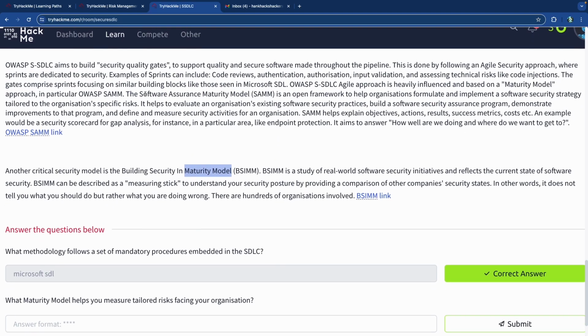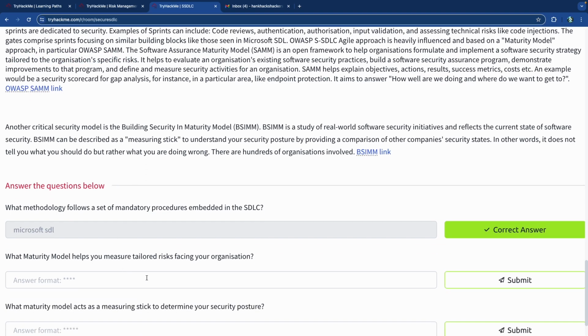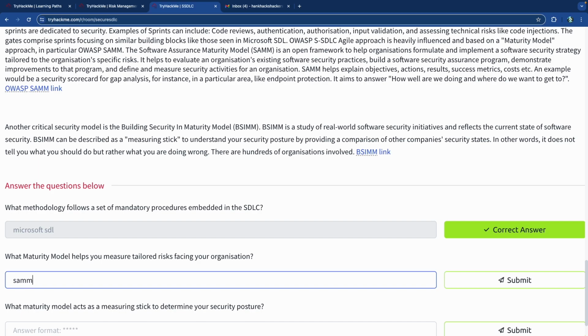All right, it's actually inside the paragraph that I skimmed over. So the maturity model, there's a couple in here. So we have OWASP's SAMM, the Software Assurance Maturity Model, and that's the one that's actually used to tailor the organization's specific risks. So SAMM is going to be the answer for this one.